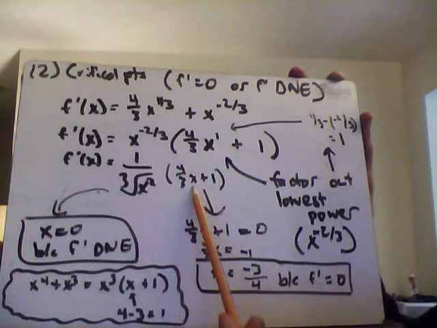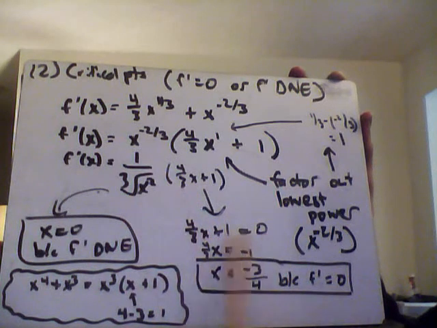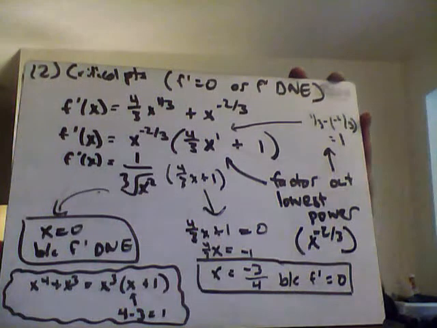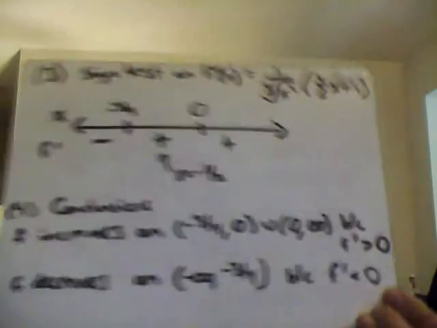The next critical point is where the derivative is equal to 0. That'll be where 4/3 x plus 1 is equal to 0. This implies that 4/3 x is equal to negative 1 and x is equal to negative 3/4. This critical point comes about because the derivative is equal to 0. We've got two critical points, at x is equal to 0 and x is equal to negative 3/4. So now let's move on to our sign test.